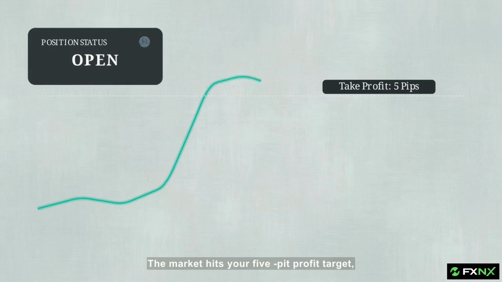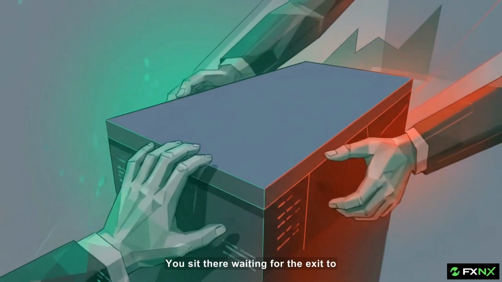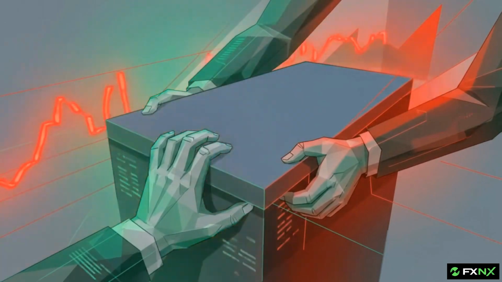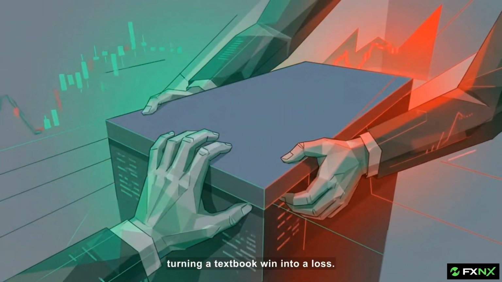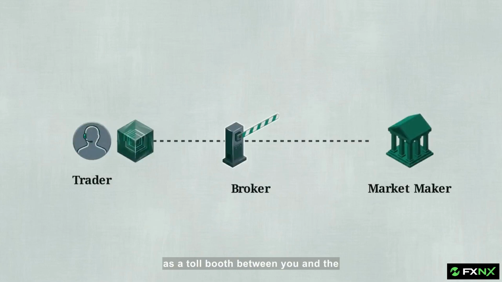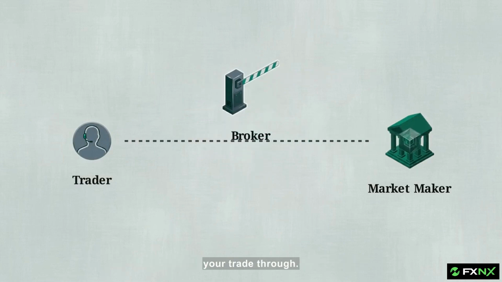The market hits your 5-pip profit target, but your trade refuses to close. You sit there waiting for the exit to trigger, and before it does, the price reverses, turning a textbook win into a loss. This friction is the spread tax. It is a markup applied by the broker that acts as a toll booth between you and the actual market, demanding a cut before they let your trade through.